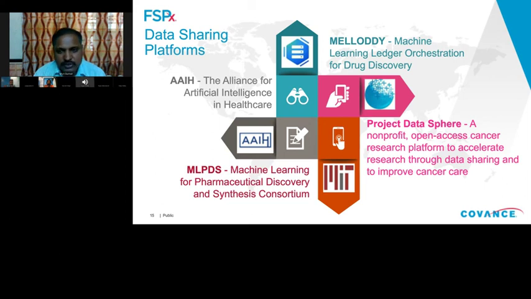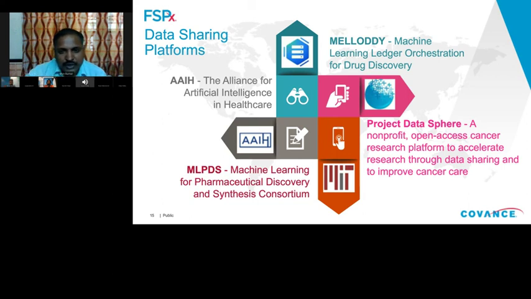Some of the examples are Melody, which stands for machine learning ledger orchestration for drug discovery. This Melody aims to leverage the world's collection of small molecules and biochemical and cellular activities to enable predictive models. There are different pharma industries that have partnered with Melody, for example, Amgen, Astellas, AstraZeneca, Bayer. So many people are partners in the Melody initiative.